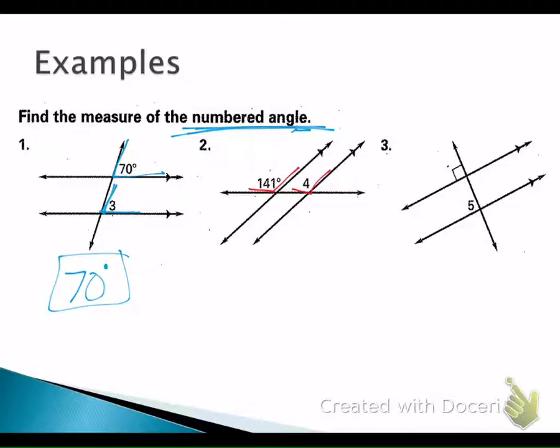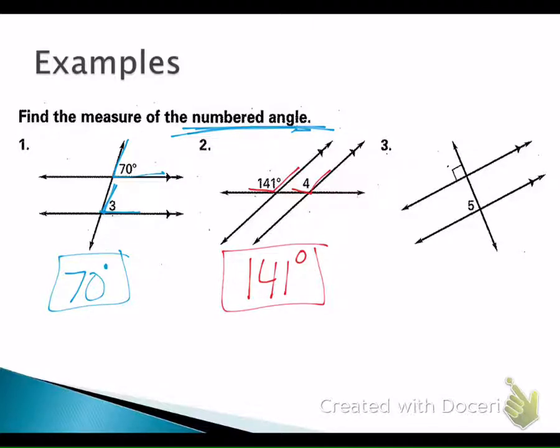They're same side, but one's on the inside, one's on the outside. So they're corresponding. Yeah, same position. Corresponding angles are congruent. So the measure of angle 4 is also 141.